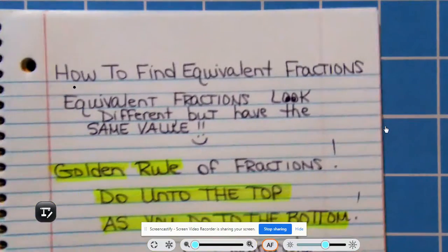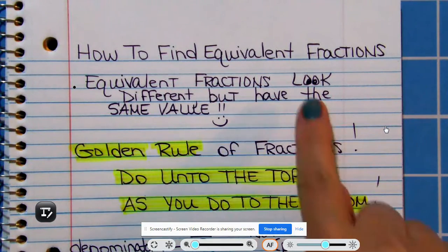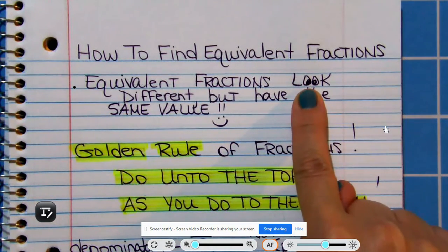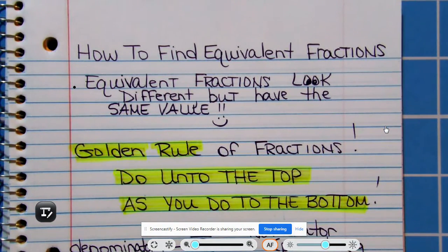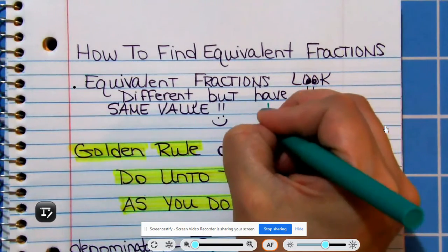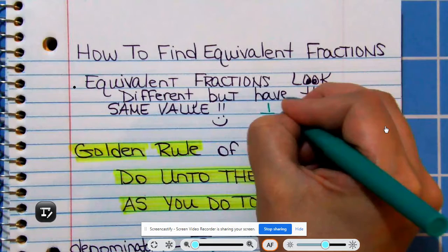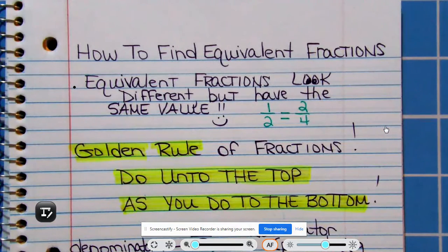Hello, fourth grade. In today's video, we are going to talk about how to find equivalent fractions. Equivalent fractions look different, but have the same value. So if we have the fraction 1/2 and 2/4, those are equivalent fractions.